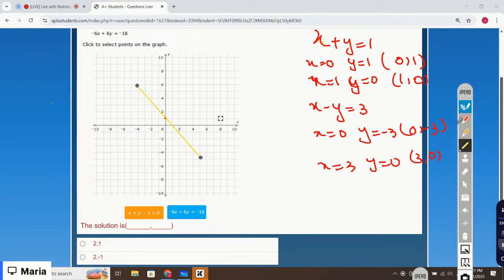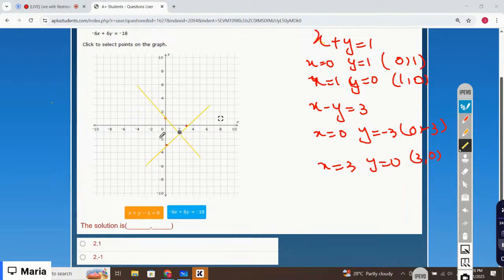Okay, now for the second equation, the points are x is 0, y is negative 3. Y is 0, x is 3. So let's join these two points and make a line. So here is the point of intersection.